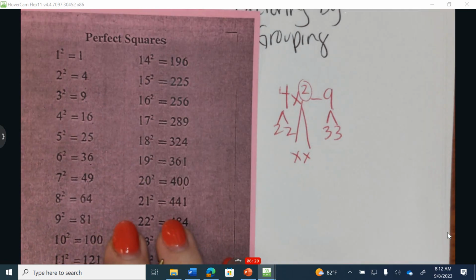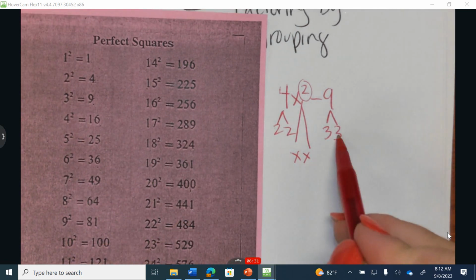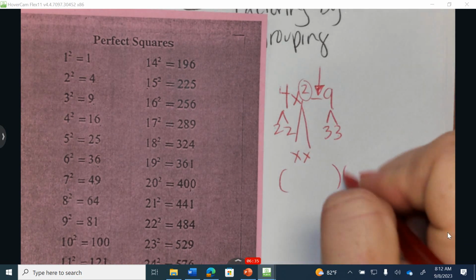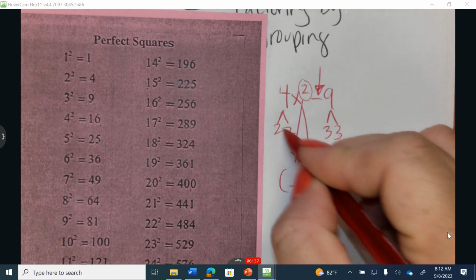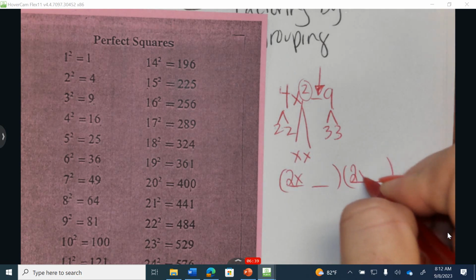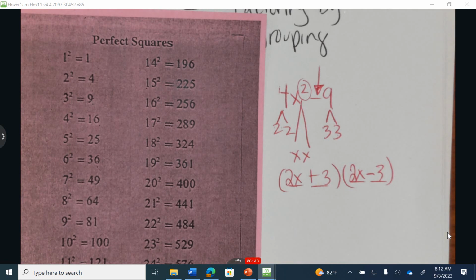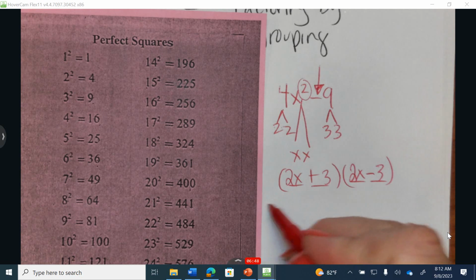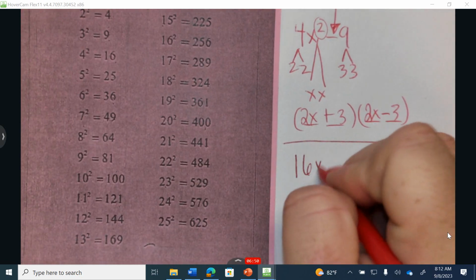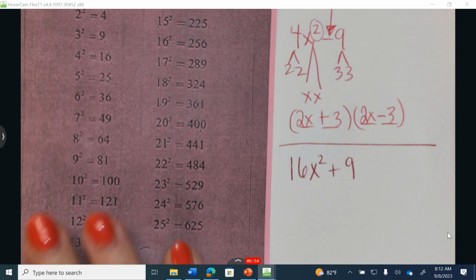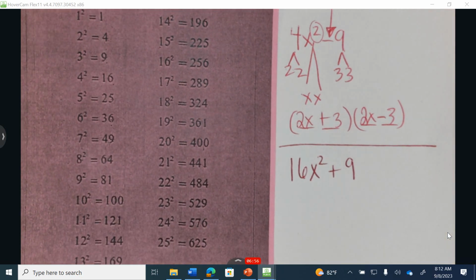Well, how do I know if I can keep going? Because all of this works. This has to be subtraction. This then breaks into, the fronts are the 2 x's, the backs are the 3's, one's positive and one's negative. I'm going to go over another example. 16x squared plus 9. Just another example. And I'm asking myself, can I factor this?